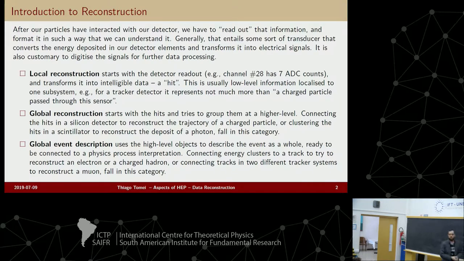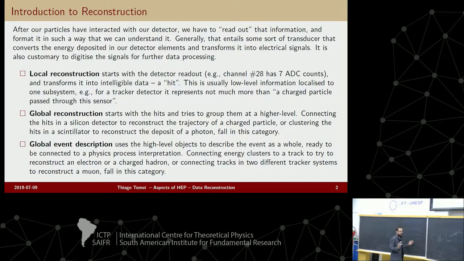This is local reconstruction. This is completely detector dependent because for every part of our detector, you will have a specific translation. This is very low level. For instance, for the tracker, it really means nothing much more than, oh, a charged particle went through here. But then this is still not physically meaningful.